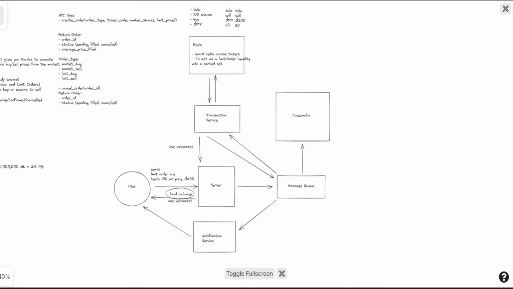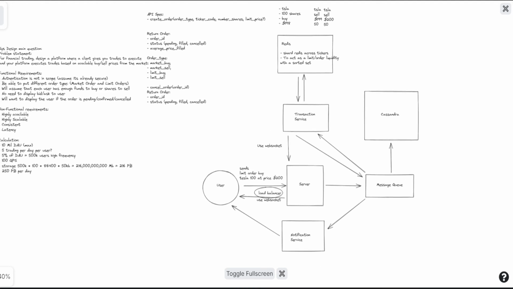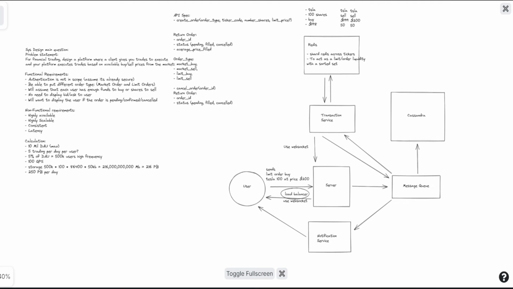Then for the message queue, this is the part where we want to make sure we can scale it up as well. This one is going to be the big bottleneck. If we just keep one message queue, we probably want to separate it into multiple message queues, aligned with the transaction service. I would probably use something like one per ticker, or a combination of tickers for the low volume ones, but a high volume one like Tesla will probably have its own message queue.